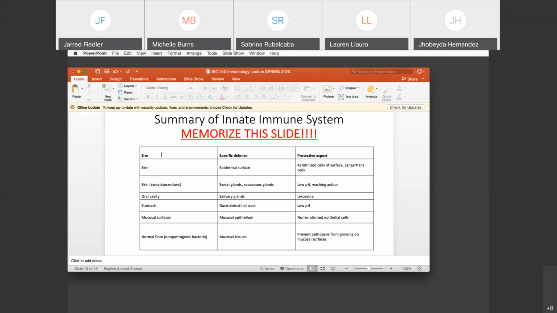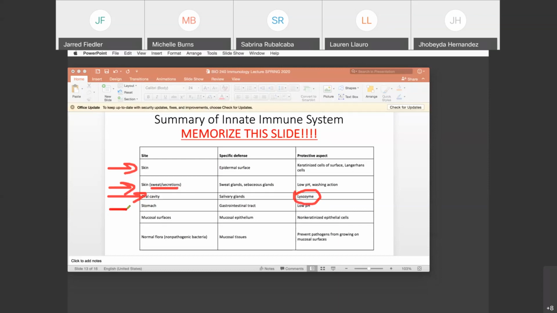All right, so for this, guys, just memorize this. All right. We have the skin, so I'll just circle what you do know. Know this, okay? I would know sweating. Sweating and secretions will help you too, okay? Oral cavity, your saliva. Remember, guys, your saliva has a lot of enzymes, primarily lysozyme. Lysozyme will help to destroy some bacteria, okay?